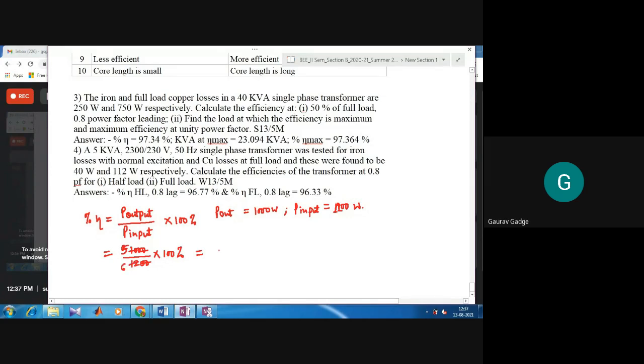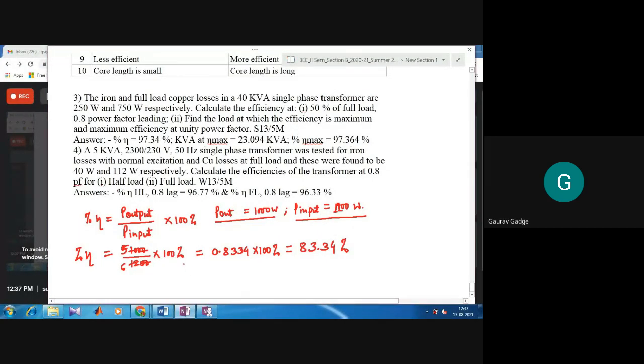So what I get is 5 by 6. 5 by 6 means 6 8s are 48, remainder 2. 6 3s are 18, remainder 2, and so on. So multiplied by 100%. So now what is the efficiency? If in percentage form it is asked, then it is 83.34%. This is the efficiency if the output power is 1000 watt and input power is 1200 watt.